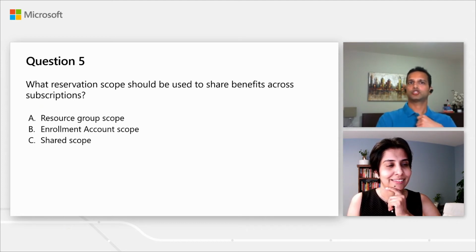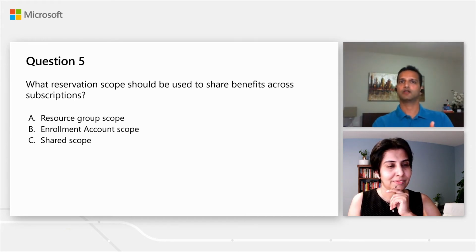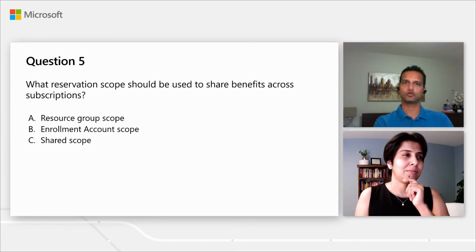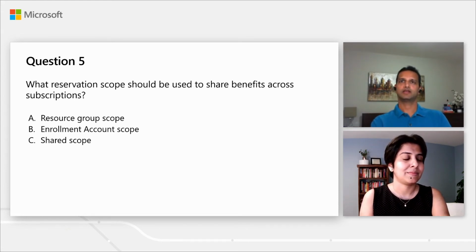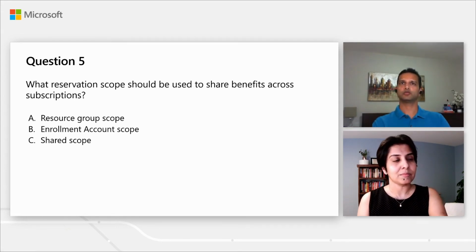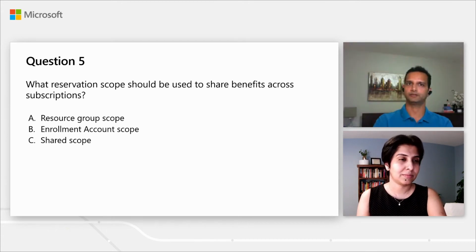Yes, so shared scope will apply for the entire EA if you are an EA customer. If you are a web direct customer or CSP customer, in that case also, shared scope is going to apply to all your subscriptions in that account, in that Azure plan. And then for MCA, it's going to apply to the entire billing profile. So yes, it is shared scope.